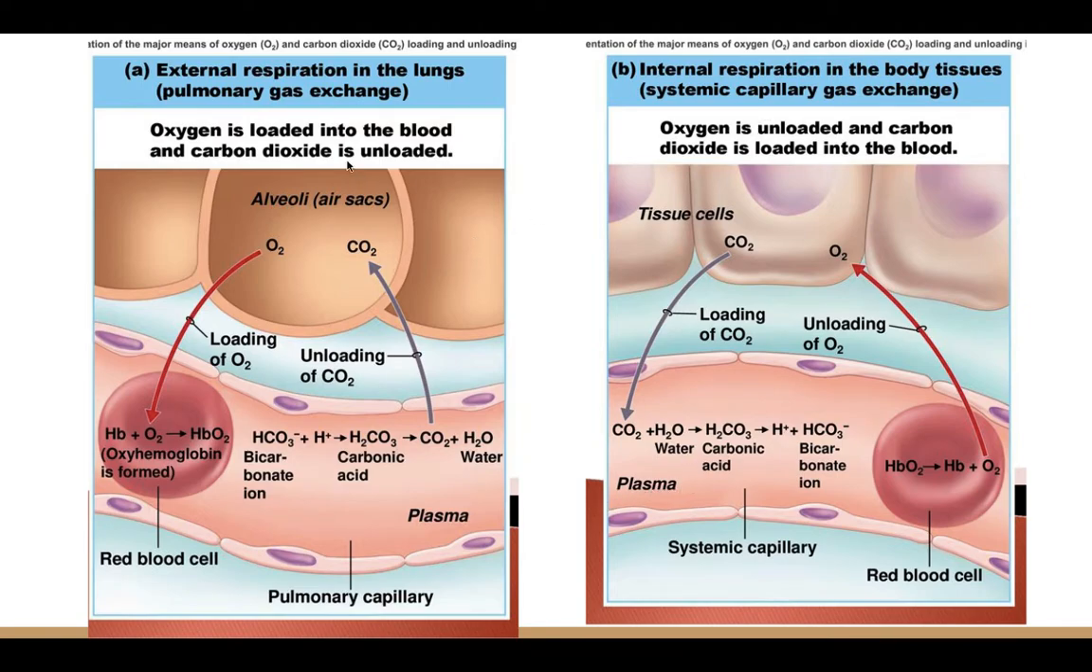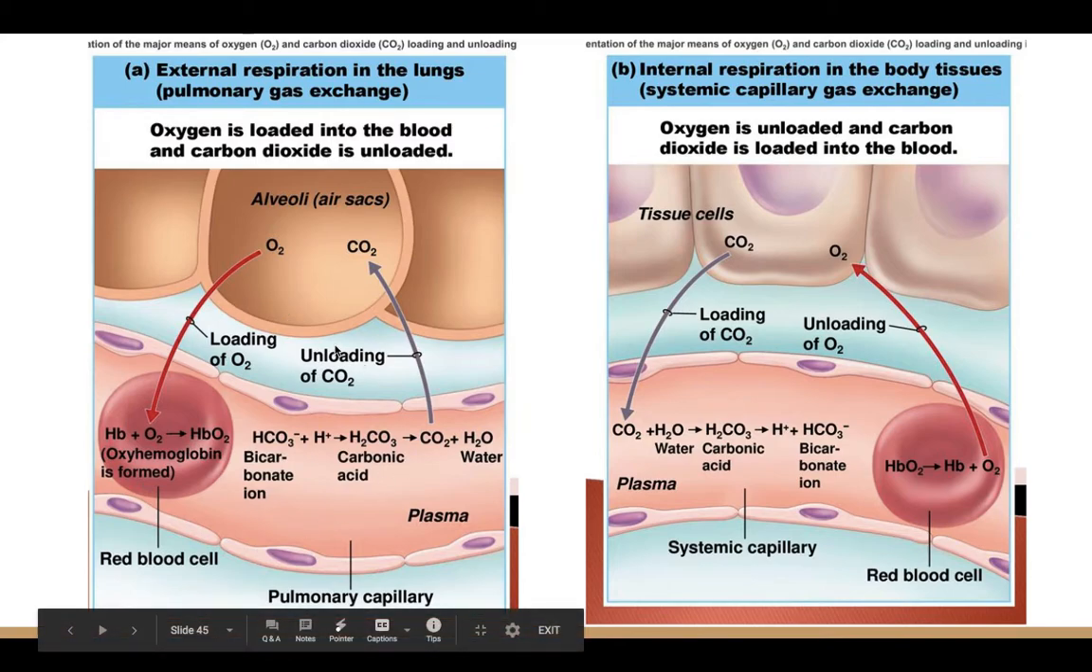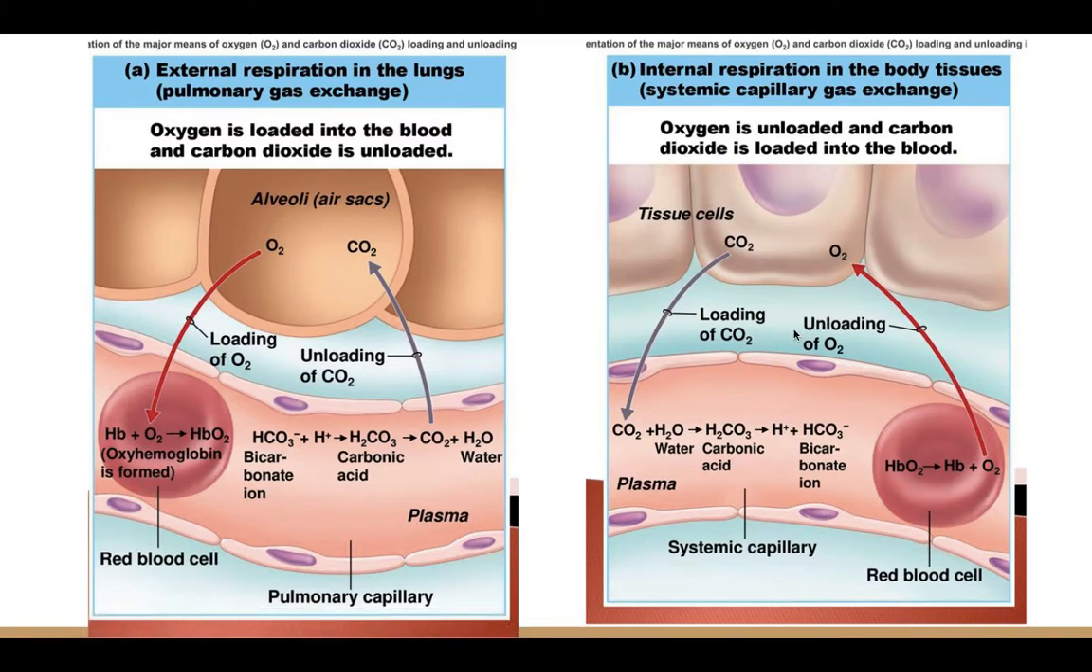So I forgot to mention this. For external respiration, this is the pulmonary gas exchange. So this is when your blood is becoming oxygenated in the lungs. And this is the systemic capillary gas exchange. This is when the blood is circulating through your body, oxygen's being unloaded, and you're getting carbon dioxide. And then we know that blood then goes back to the lungs to get reoxygenated.